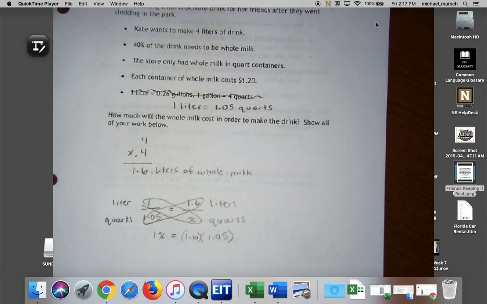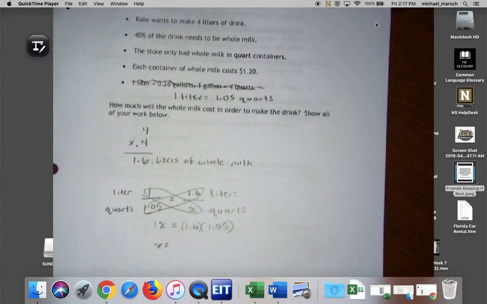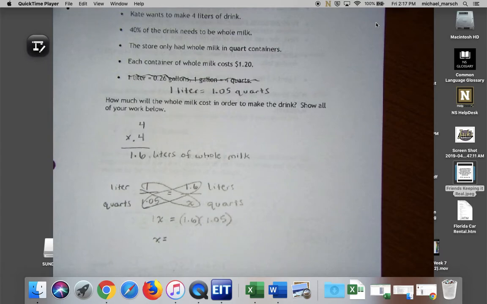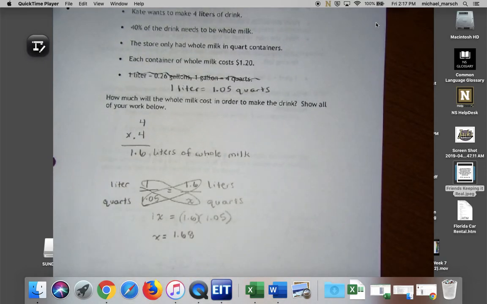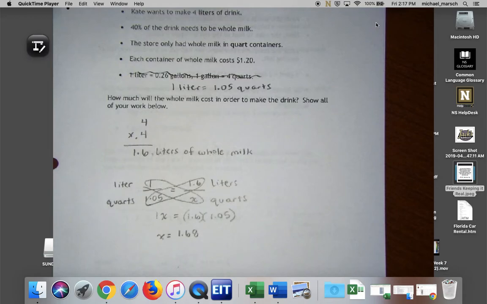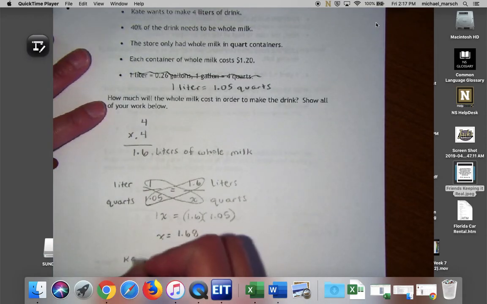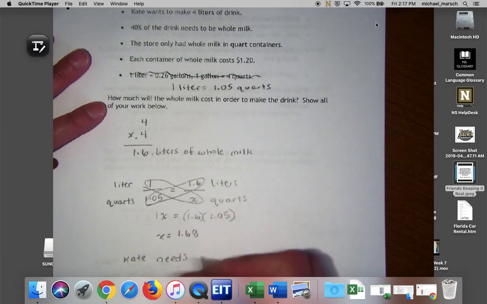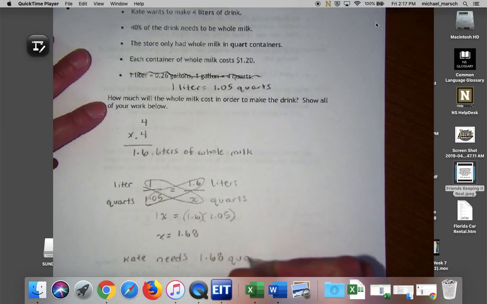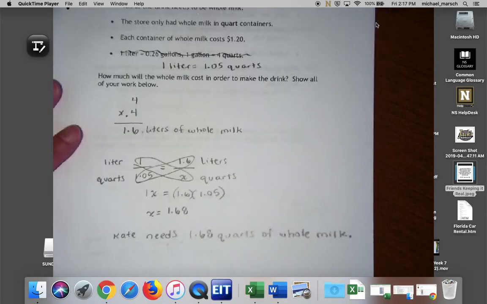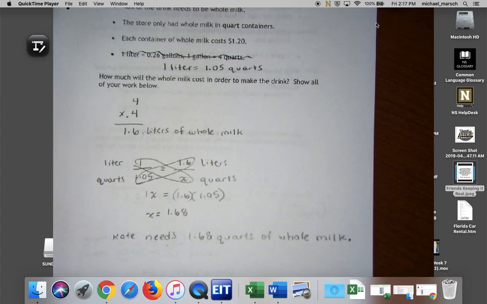Use your calculators. What is it, Nick? 1.68. And that 1.68 represents quarts. Kate needs 1.68 quarts of whole milk. Can you go to the grocery and say, I just need like 1.68 quarts, I don't need the rest of this, and just pay for that? Nope. So how many does she need to buy?